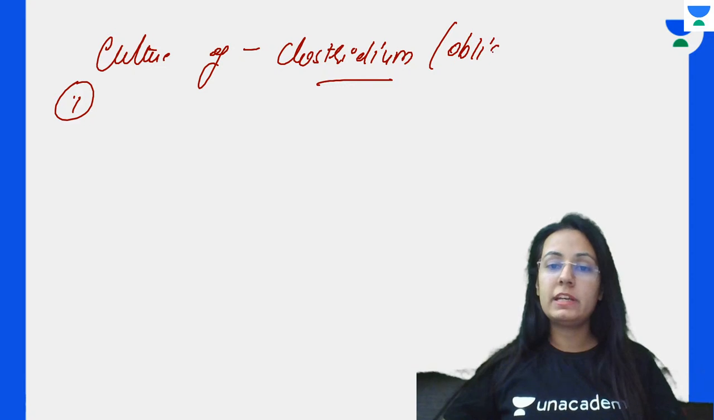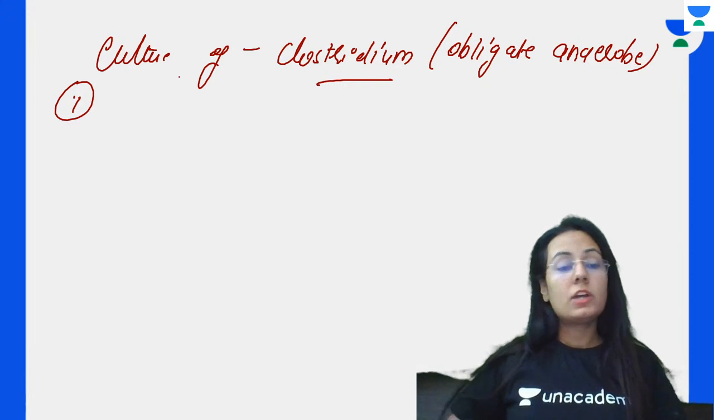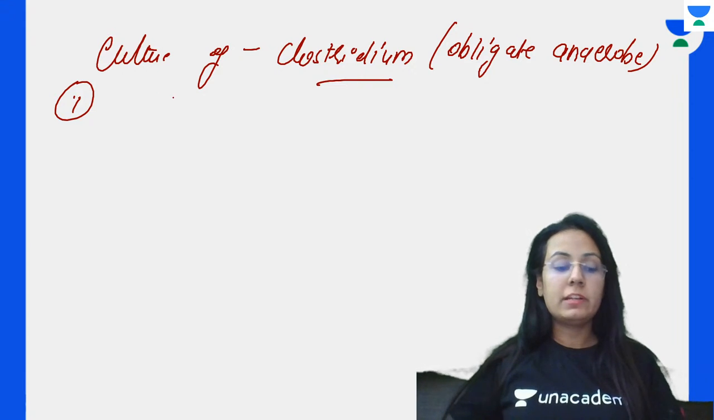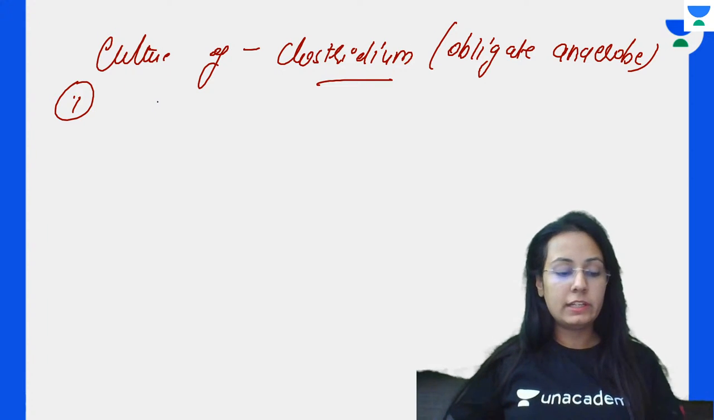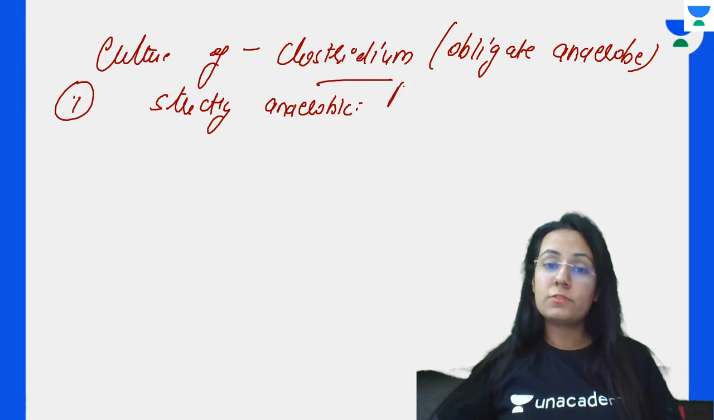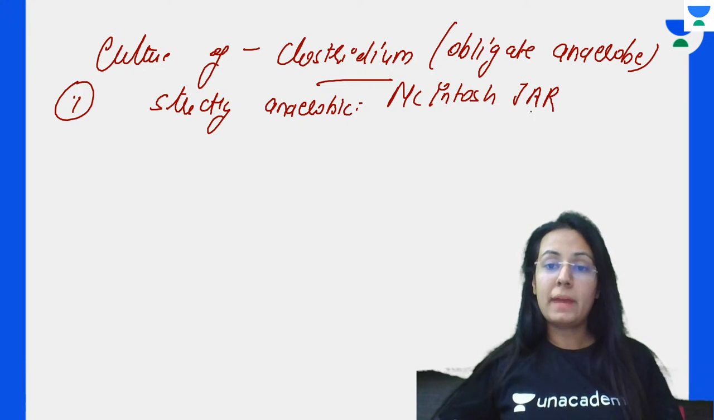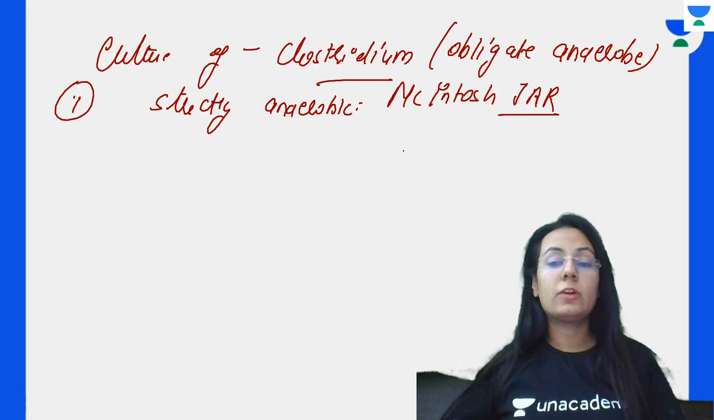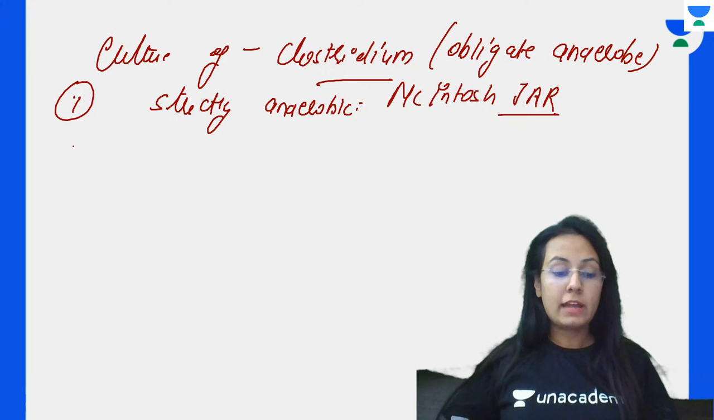What is Clostridium? Obligate anaerobic. So what do we need? We need an anaerobic environment, strictly an anaerobic condition. One option is a Macintosh jar. We use Macintosh jars for creating the anaerobic condition for the Clostridium.